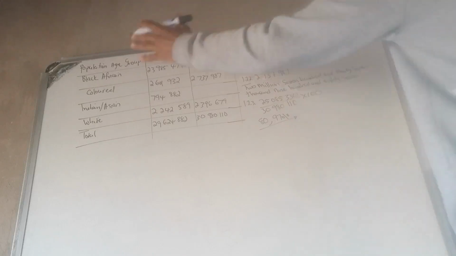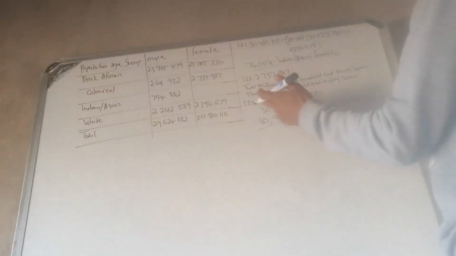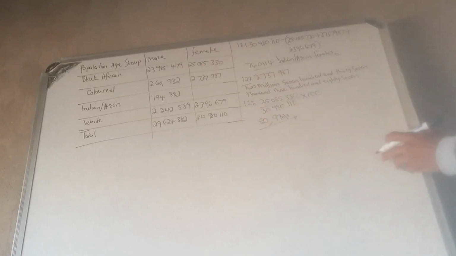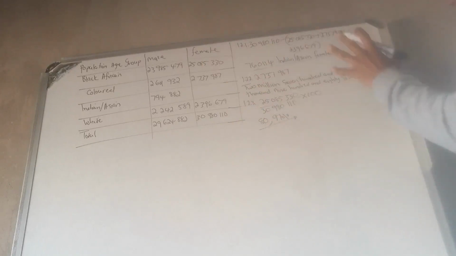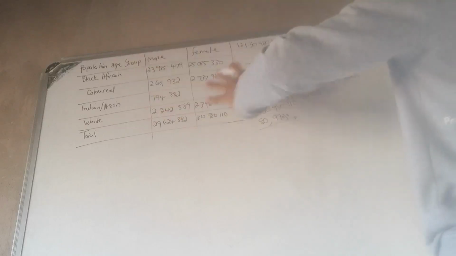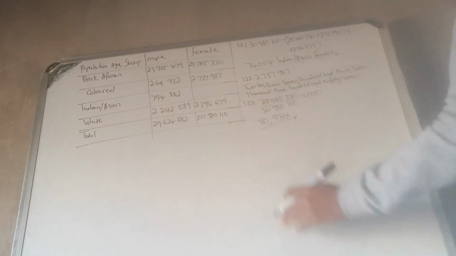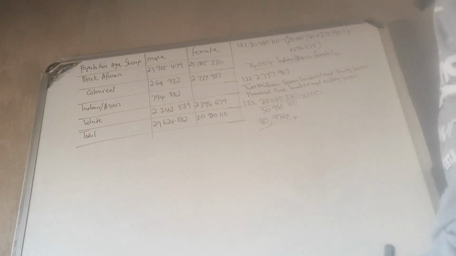Now I know that in the population, the black African females contribute a number of that. And then what is the total sample space? This is the total of the population. You want that as a percentage, you multiply by 100. And then we get 80.97. So this is the contribution of black Africans.